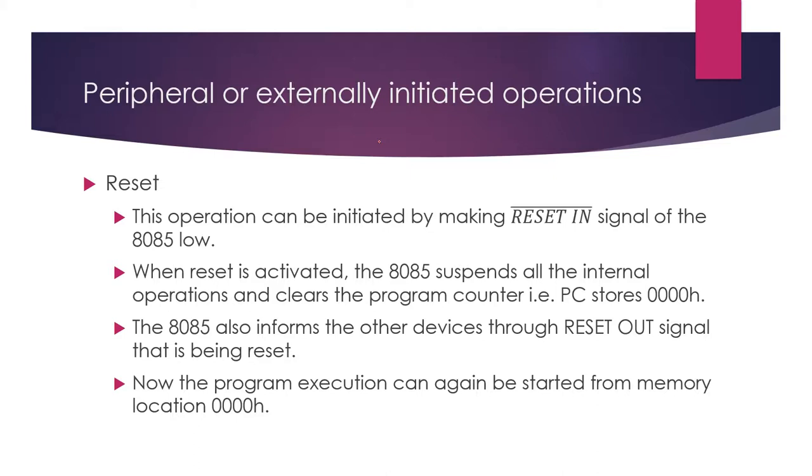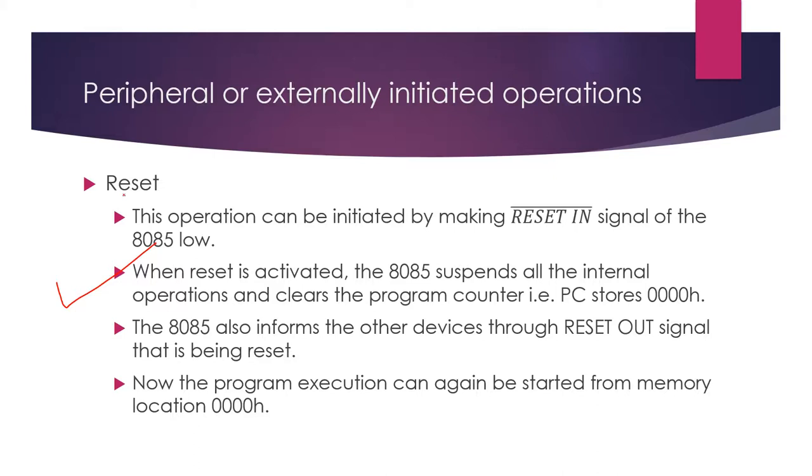This operation can be initiated by making the reset in bar signal of the 8085 low. So if you want to reset the 8085 microprocessor, you have to give an active low signal to this pin and the microprocessor will be reset. When reset is activated, the 8085 suspends all internal operations and clears the program counter, that is PC, to 0000 hex. Clear means 0.